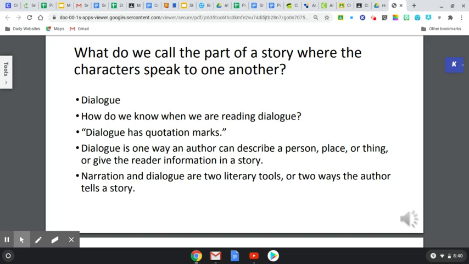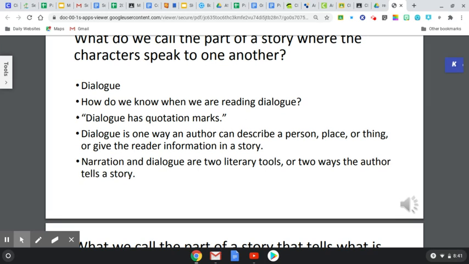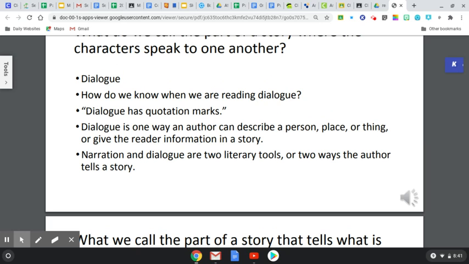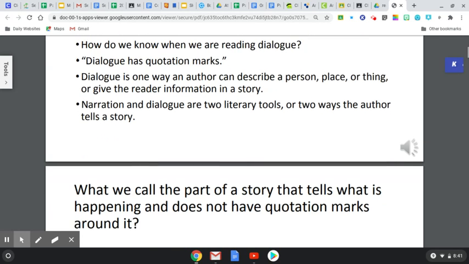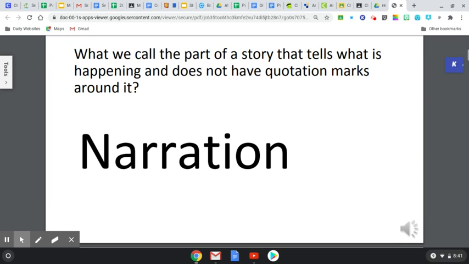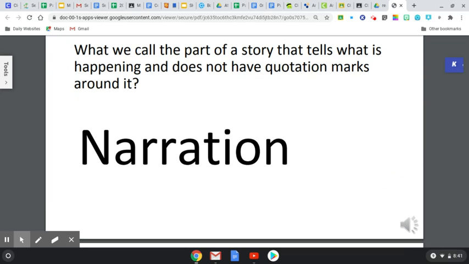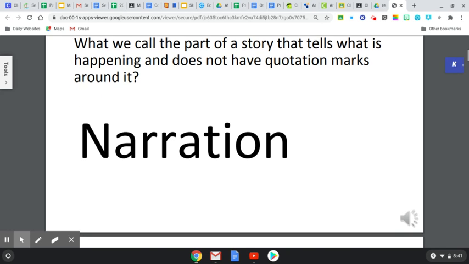All right, when it's not dialogue, when it's just talking about the characters and the setting and the story and what's happening, and characters aren't talking, that's called narration. Okay? When someone is talking about what's happening, but the characters aren't talking, that's called narration. And narration and dialogue are two literary tools, or two ways the author tells a story. So an author uses those two tools to help make their story more interesting and for the reader to understand. So the part of the story that tells what's happening and does not have quotation marks around it is narration.